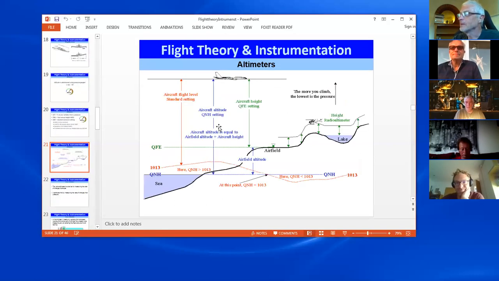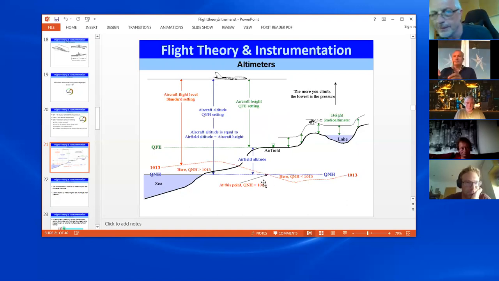Now, I've got a little diagram here which just gives you various examples of QFE and QNH. QFE here, airfield 0, an aircraft above it will be at its basic height above the airfield. QNH will be its height above sea level, etc. I say it's more just to do with how you set your instrument up and understanding those two terms. Right.